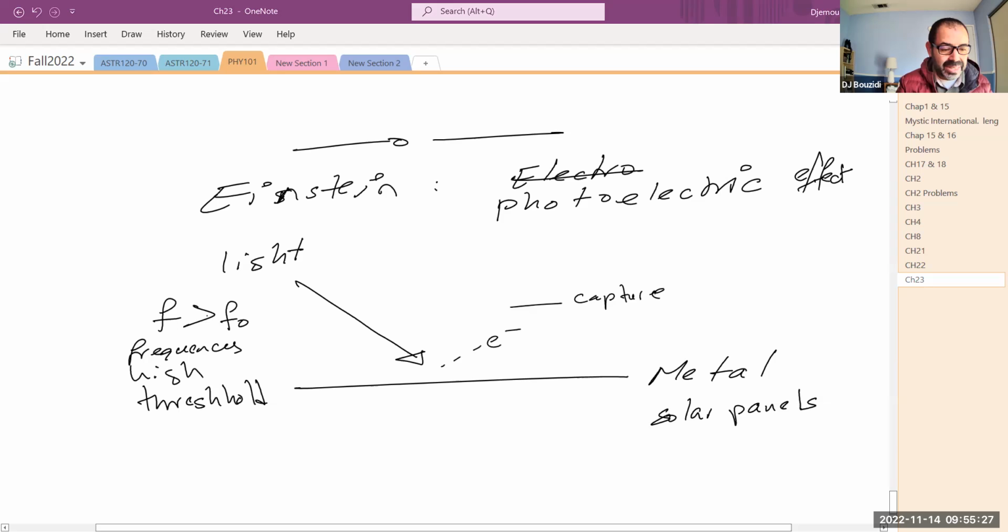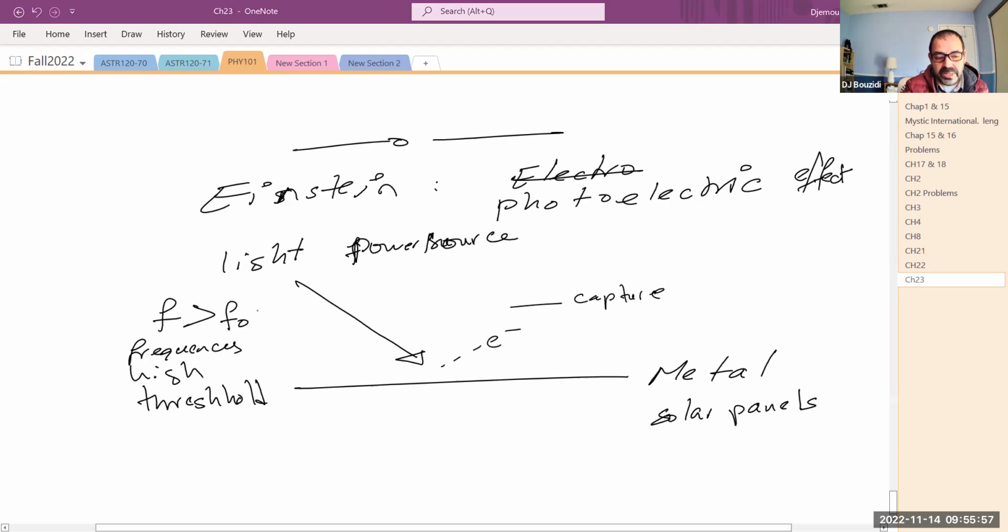But the idea in here is that the frequency has to exceed a certain threshold. So if the frequency is below threshold, no matter how much light you're going to produce, even if you flood this thing in here with light, so if you have a very powerful source, it doesn't matter, okay? As long as the frequency is below that threshold, nothing is going to happen. That frequency depends on the material, by the way. The threshold depends on the material, of course.